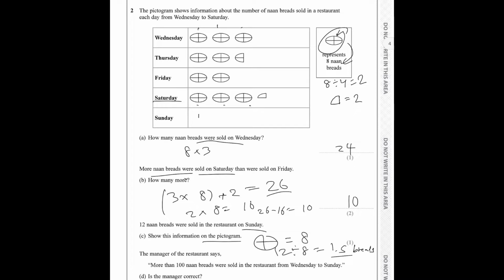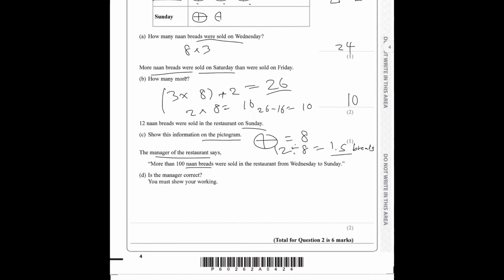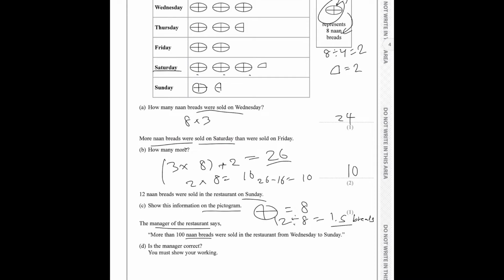So you're going to draw one bread symbol that represents 8, and you're going to draw half of that as well. So you have 8 and you have 4, so 8 plus 4 becomes 12. So this is your pictogram representation. Okay, alright, that's it. The manager of the restaurant says that more than 100 naan breads were sold in the restaurant from Wednesday to Sunday.